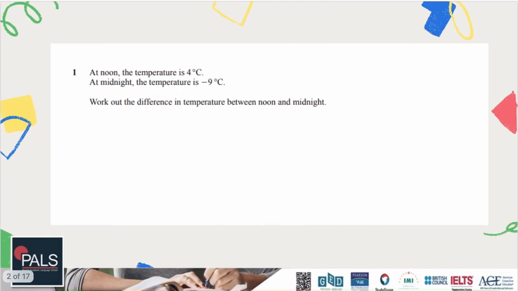The first question is, at noon the temperature is 4 Celsius. At midnight the temperature is -9 Celsius. Work out the difference in the temperature between noon and midnight. If they ask you to find the difference, just subtract them, right? It's 4 minus -9. Minus times minus is going to be plus, so it's 4 plus 9 equal to 13. So the answer is 13 degrees Celsius.